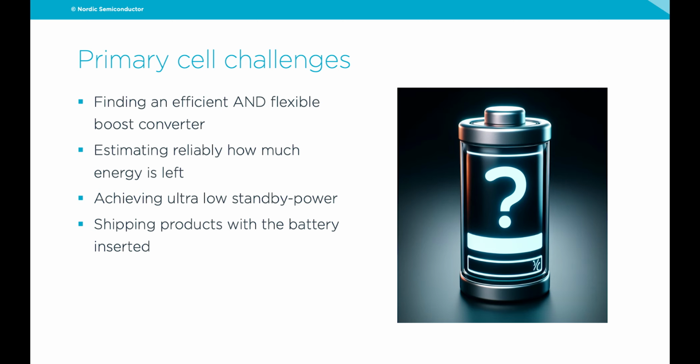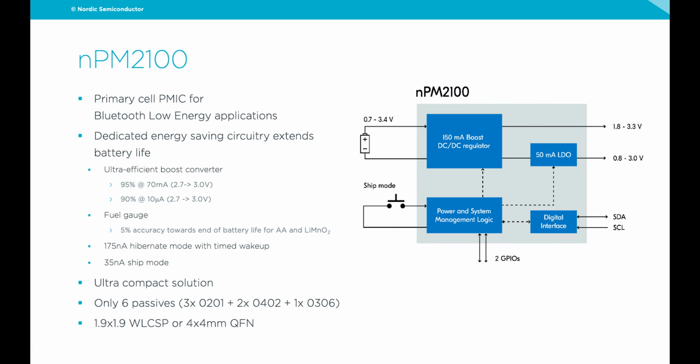And this one's especially interesting because we see a lot of smart home applications actually run on primary cell batteries. So this one's targeted at very low power wireless applications. Usually this is something like Bluetooth or Thread. And it has dedicated energy saving circuits to save battery life.